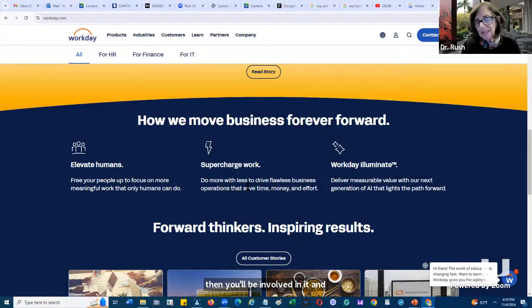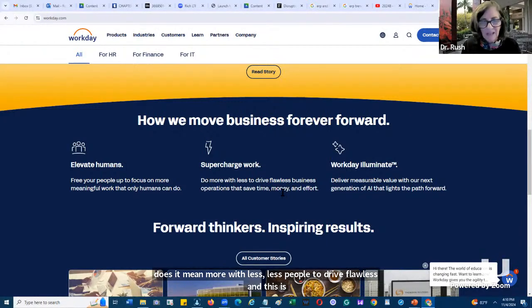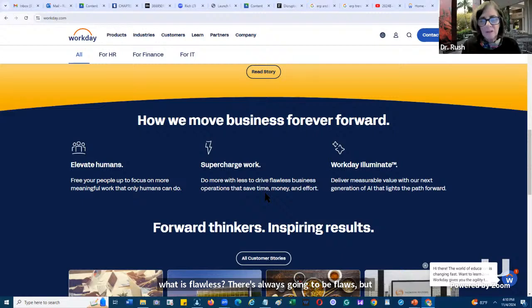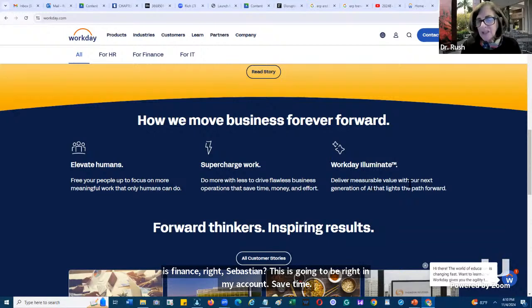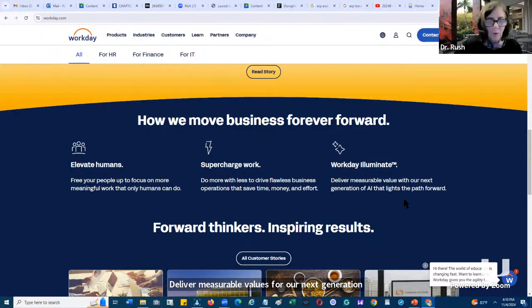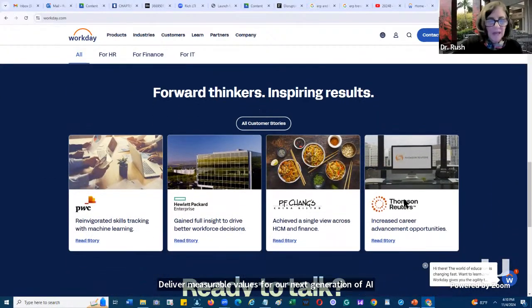What does more with less mean? Fewer people to drive flawless business operations. And what is flawless? There's always going to be flaws, but fewer of them. To do what? This is finance, right, Sebastian? This is going to be right in my account. Save time, which is money and effort, and deliver measurable value for our next generation of AI that lights a path forward. I don't know what that means, forward thinking.